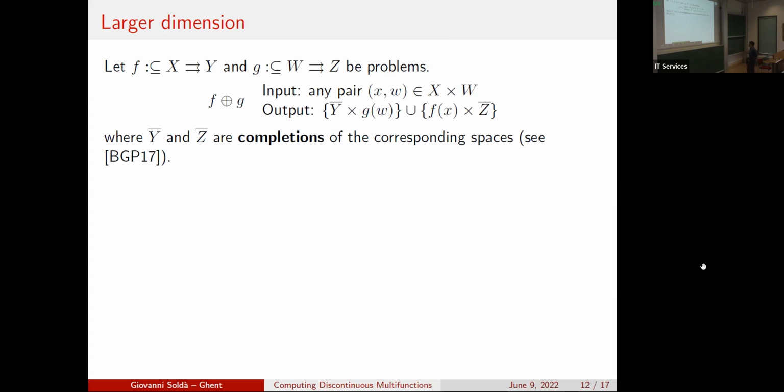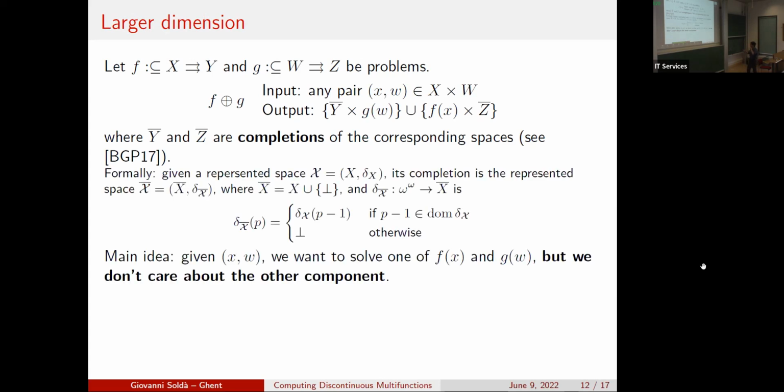So the output is this set here, where Y bar and Z bar are the completions of the corresponding spaces. This is the formal definition of completion. This is unfortunately quite complicated. But the main idea of what is going on is the following.